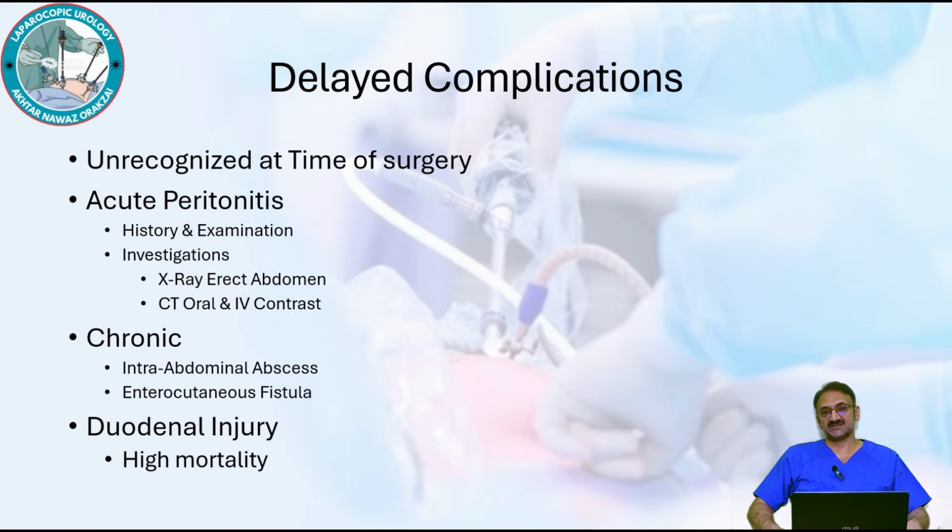And in chronic cases, if there is no peritonitis, if the peritonitis is localized, then of course there will be intra-abdominal abscesses, and there may be an enterocutaneous fistula. And duodenal injuries must be looked for immediately. One should really stay away from the duodenum with diathermy or any other sharp instruments at the time of surgery. As we all know, prevention is always and always better than cure, because duodenal injuries have really high mortality.